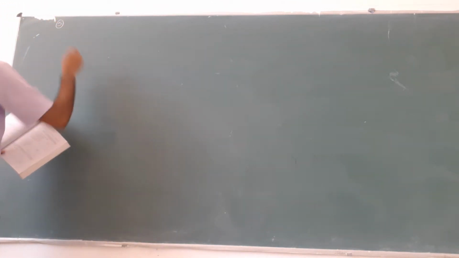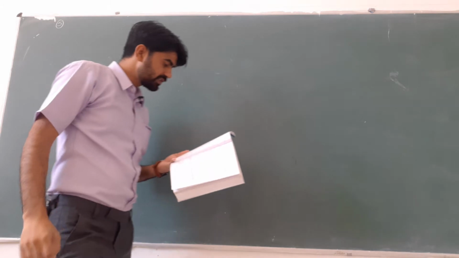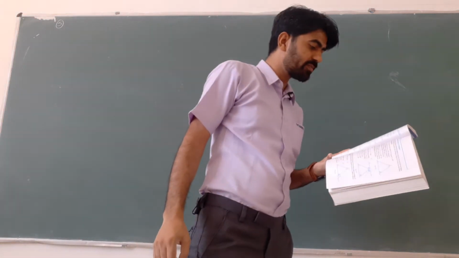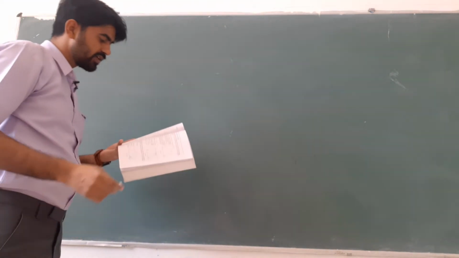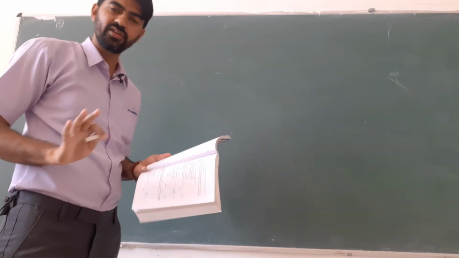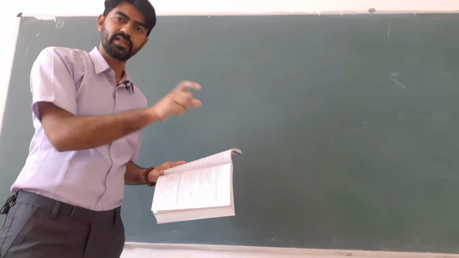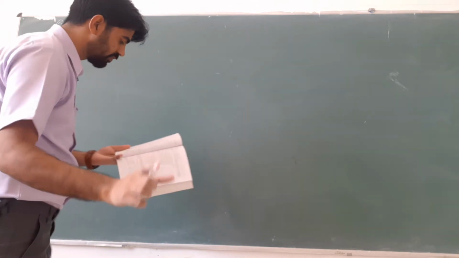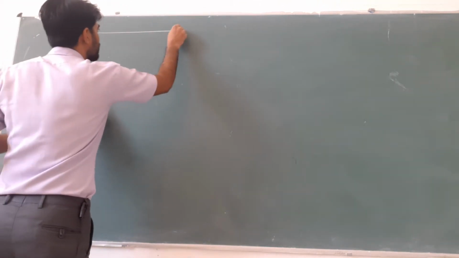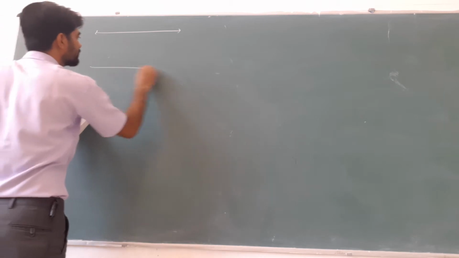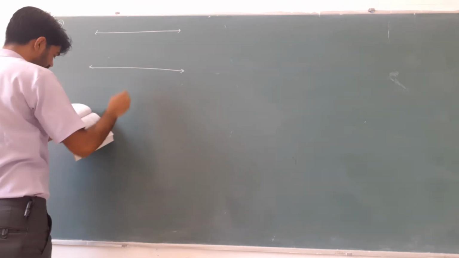See question number 5. What is there? Figure is given, AB is parallel to CD. I am just explaining this question in the figure only. What you have to do, you will just properly draw the figure, write given, to prove and solution in the proper way. See, this is the figure.